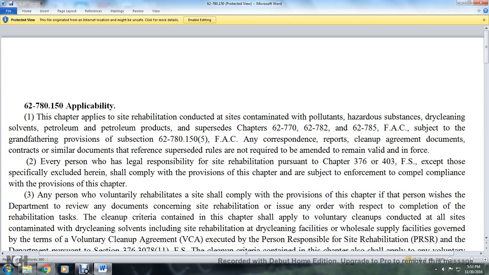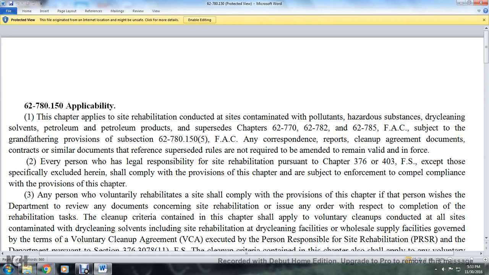Alright, applicability. This chapter applies to site rehabilitation conducted at sites contaminated with pollutants, hazardous substances, dry cleaning solvents, or petroleum products superseded by Chapters 62-770, 62-782, and 62-785, subject to the grandfathering provision in subsection 62-780.150. Any corresponding reports, cleanup agreements, documentation, contracts, and similar documents that predate these rules are not required to be amended and remain valid and enforceable.